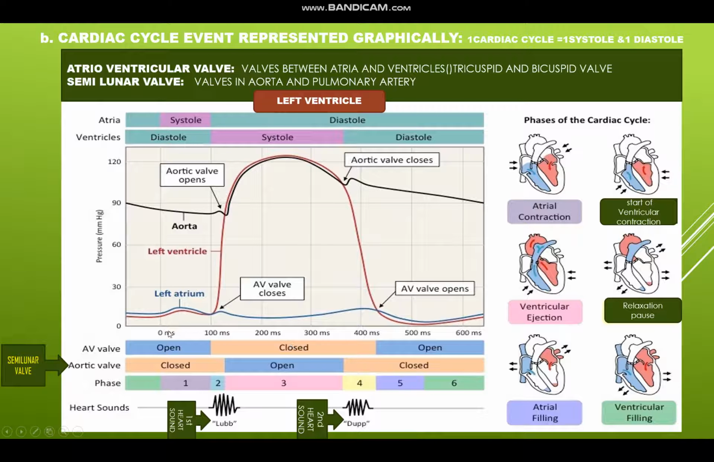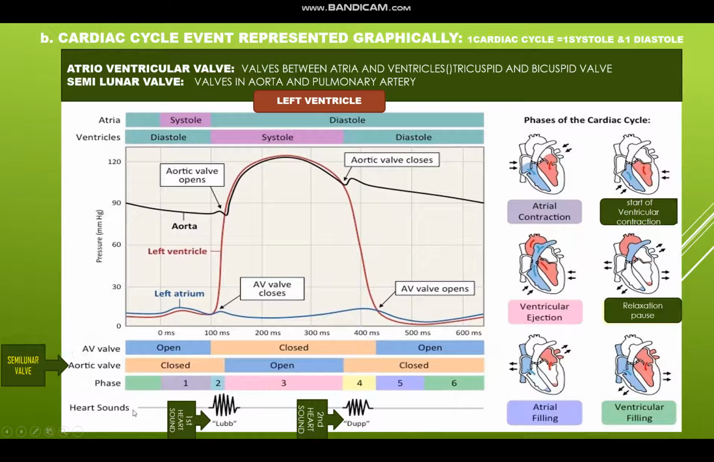So you can see in which segment of the cardiac cycle the AV valve opens and the aortic valve closes. And here you can see that in this phase, the AV valve is closing, and here it is opening, in this segment of the cardiac cycle when there is a contraction of the ventricles.